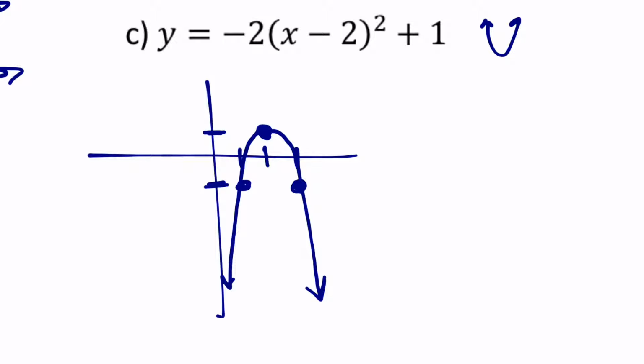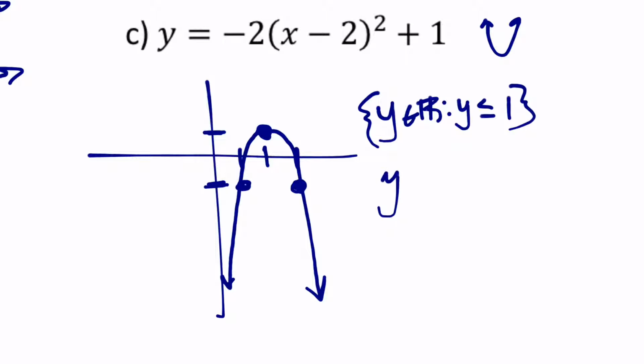What then do I need to do for my domain? Well, it's a parabola, so the domain of every parabola ever created is all real numbers. So I'm not going to write that. But our range is going to be all y values in the set of real numbers as long as y is less than or equal to positive 1. Or again, if you like interval notation, y is in the interval going from negative infinity up to positive 1. So there you have it.